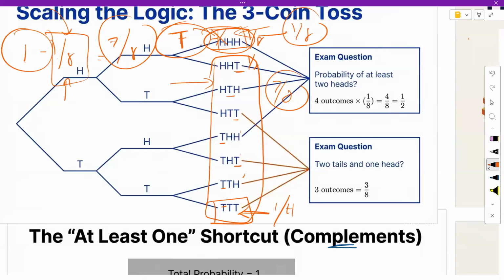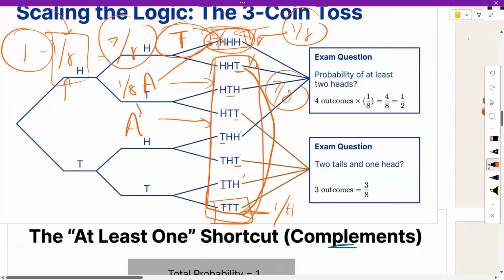We define this event as A. Event A is obtaining 3 heads, obtaining no tail. So what's the probability of that? 1 over 8. And what is this? All other outcomes, we define them as A complement. If we define this outcome as A, all other outcomes are A complement.